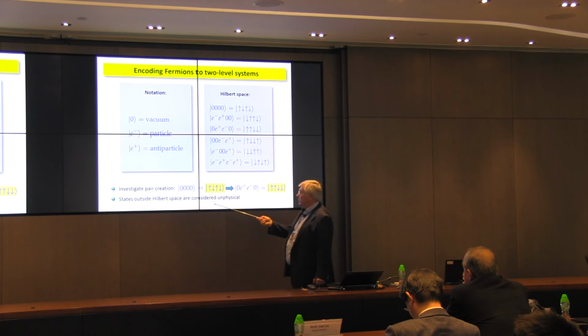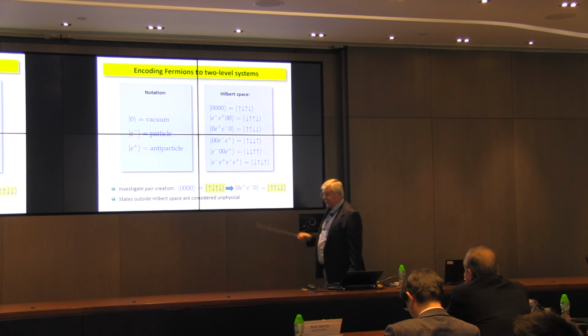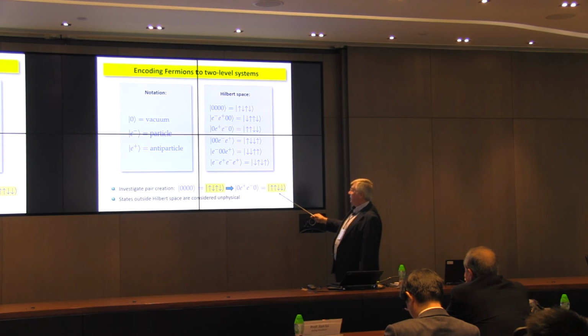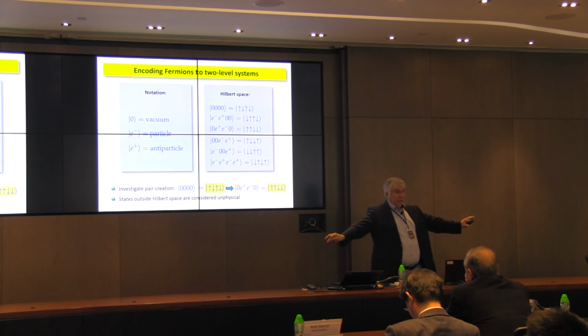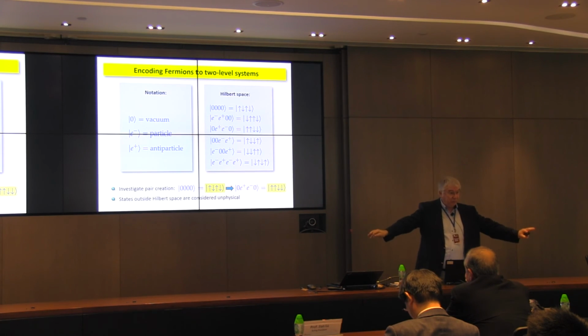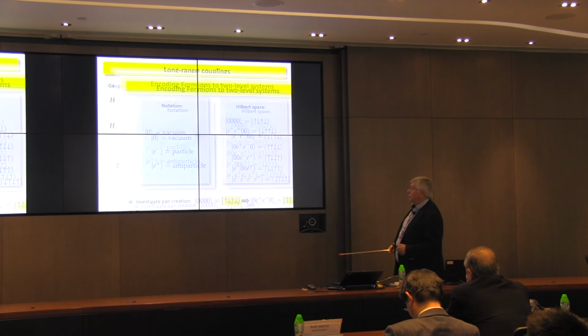And pair creation is then the process where we go from this state to that state, where we create a pair in the middle, because we also want to investigate entanglement, and I'll come back to that after a while. So this would be that state. States outside this Hilbert space we can, of course, restrict ourselves to. This is post-selection in the measurement. This is considered unphysical, which we are allowed to.